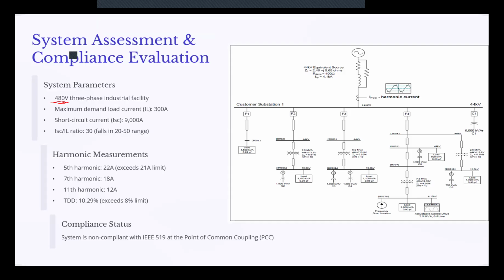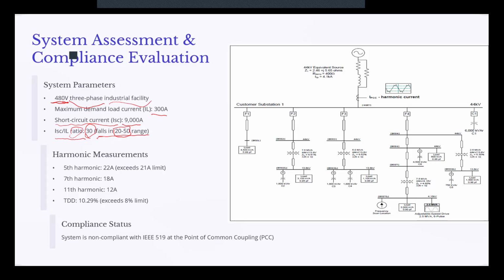Let's assume that we are evaluating the compliance of an industrial facility connected at 480 volts. It is a three-phase industrial facility. The maximum demand load current, that IL we mentioned for the TDD, is 300 amps, and our short circuit current is 9 kiloamps. Based on these two factors, we can calculate the short circuit to demand load current ratio: if we divide 9K by 300 amps, we get 30, which falls in the range of 20 to 50. If you remember the table, we have several ranges of the ratio that define the limits for the TDD and the harmonics.